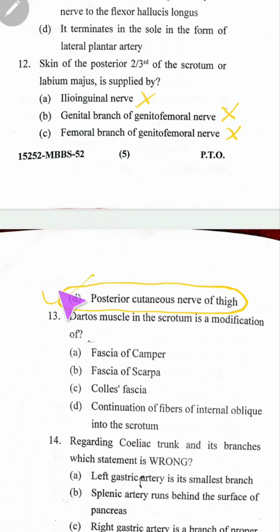Got it? However, it supplies skin in the posterior two-thirds of the scrotum only on the lateral side. But there is no other correct choice except this. Got it? Okay, so the 12th answer was D.